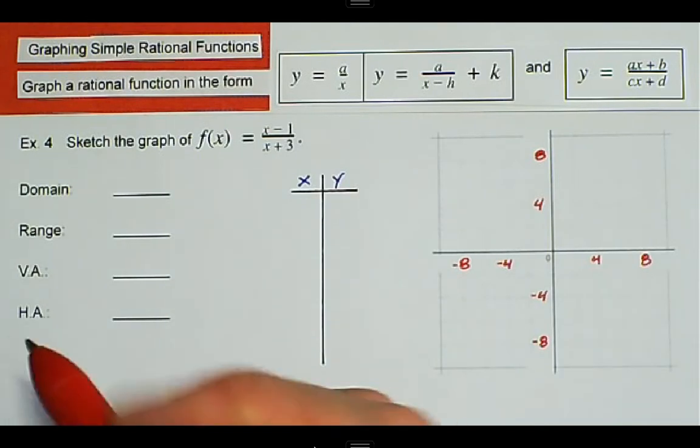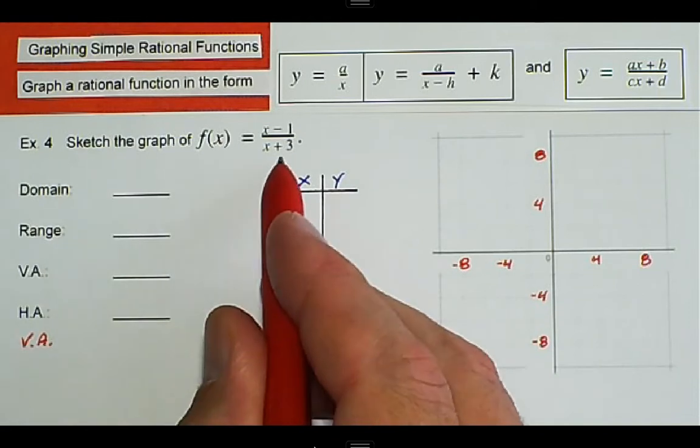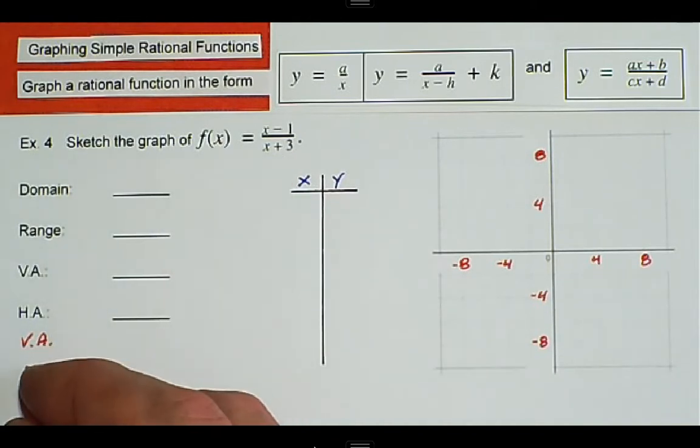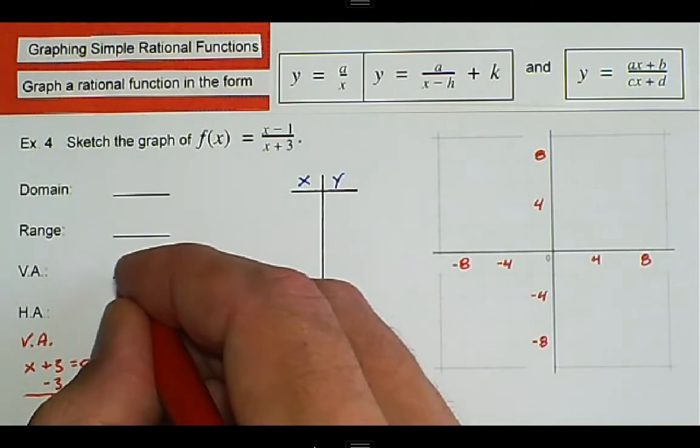So we can calculate the vertical asymptote by taking whatever is in the denominator and setting it equal to 0. So x plus 3 equals 0, and so we can subtract 3 from both sides, and then we get x equals -3 as our vertical asymptote.